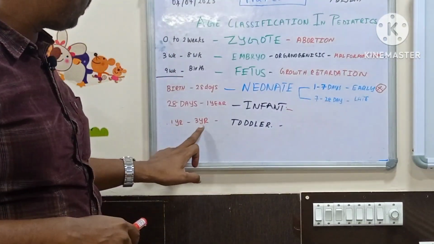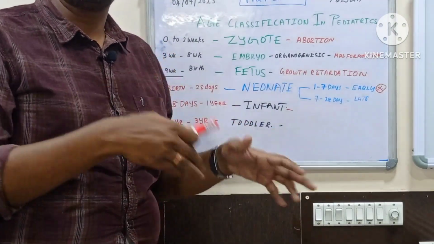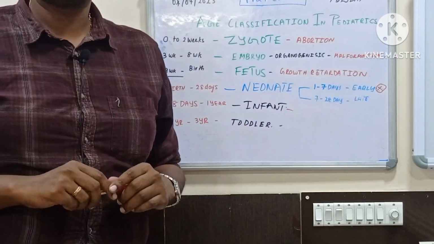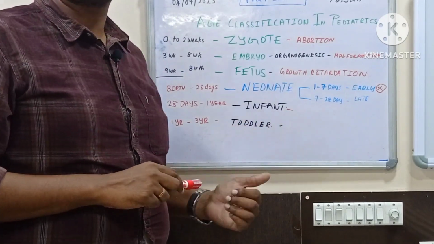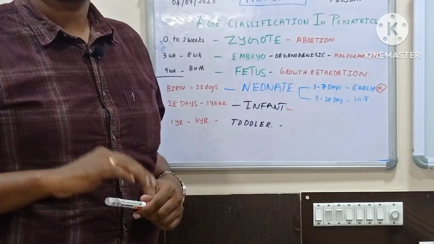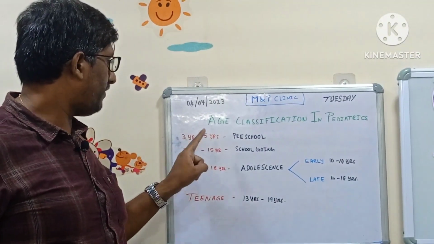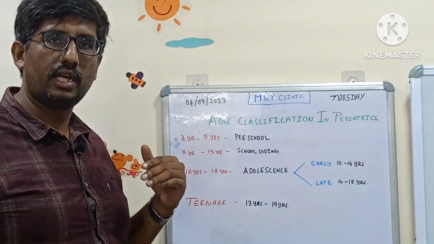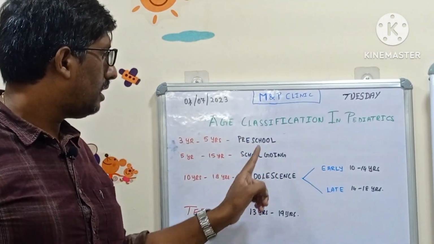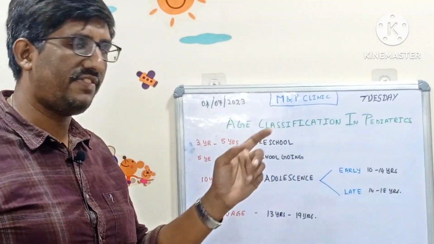From 1 year to 3 years, it is called a toddler. Toddler in English means just happily walking around. These babies are to be under strict supervision because certain catastrophic events like foreign body aspiration are very common in this toddler age group. We have seen that up to 3 years, they are called toddlers. From 3 years to 5 years, it is the preschool period, where we get the child to go to the kindergartens, the LKG and the UKG phase.